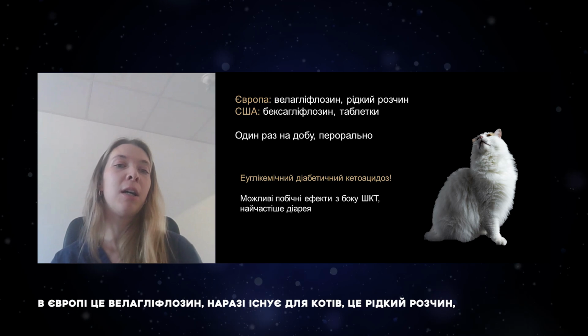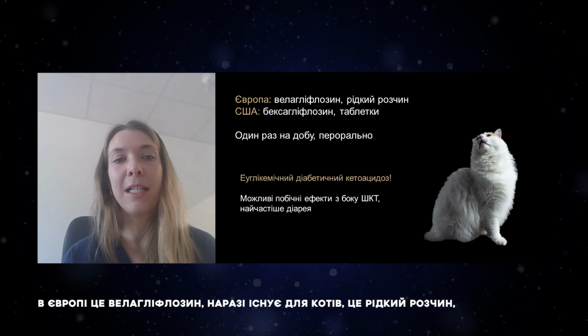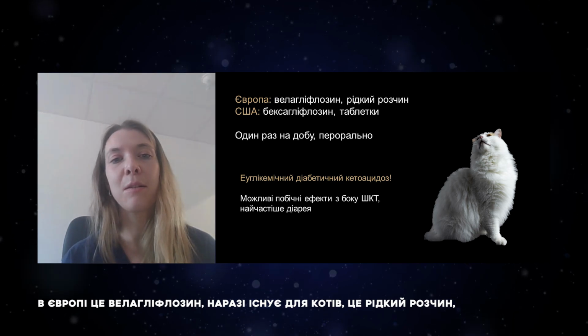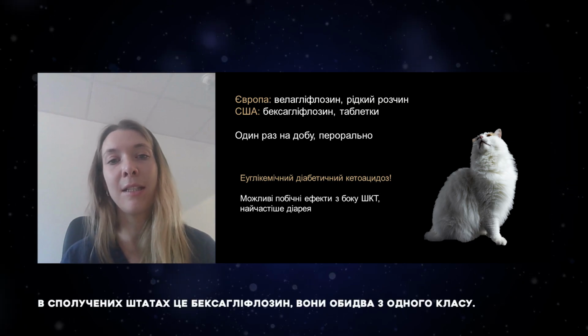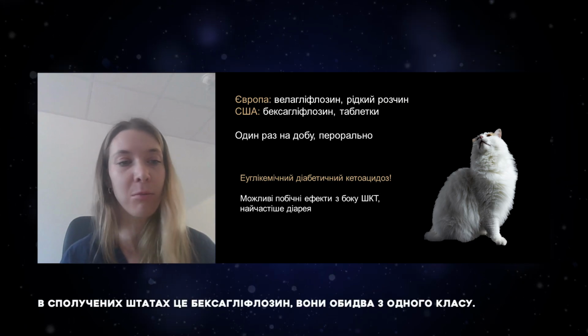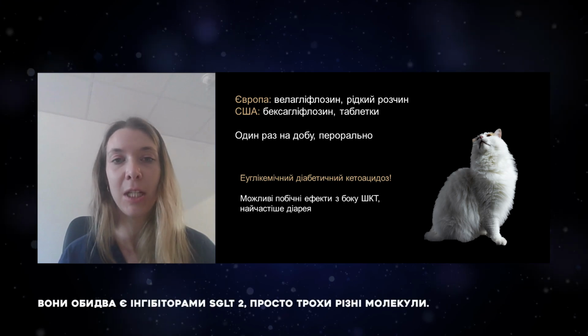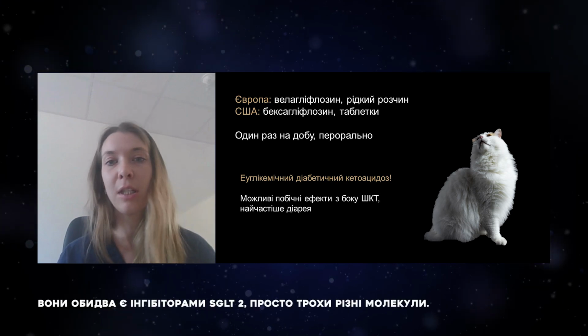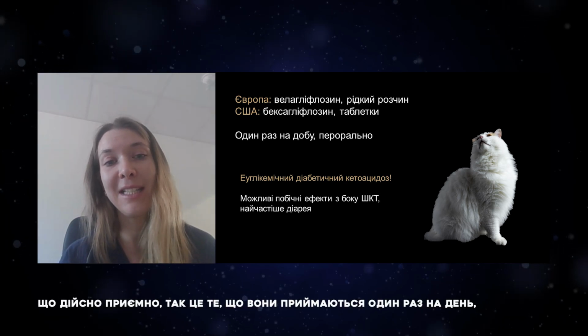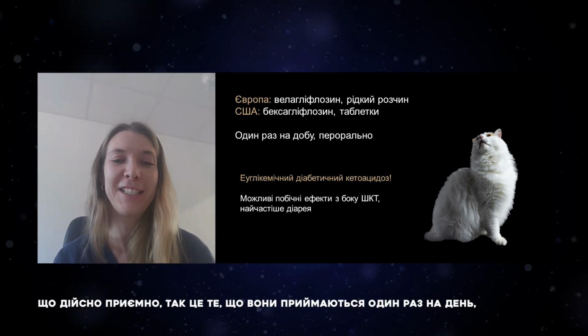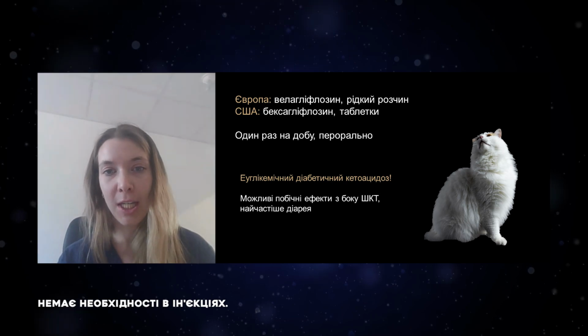And so in Europe, it's velagliflozin that exists now for cats. It's a liquid solution. In the States, it's bexagliflozin. So they are both from the same family. They are both these SGLT2 inhibitors, just a little bit of a different molecule. What's really nice is that it's a once daily oral medication. So there is no need for injection.